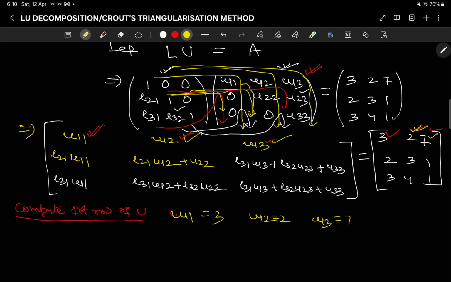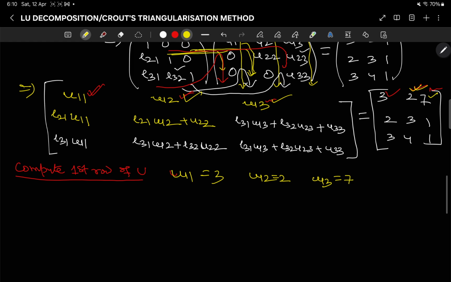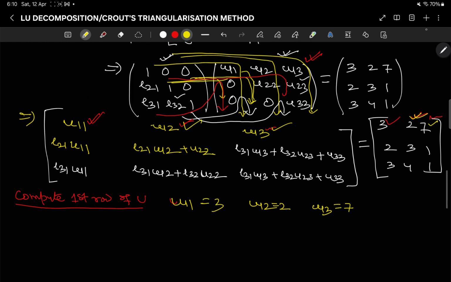This is here 7. So then you compute the first column of your L. So how to compute it? First column of L means we compare this first column with this first column.